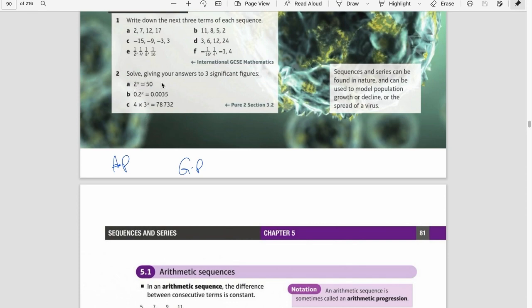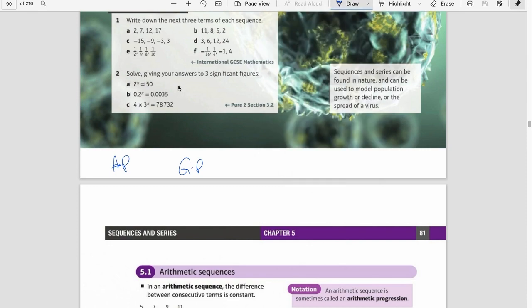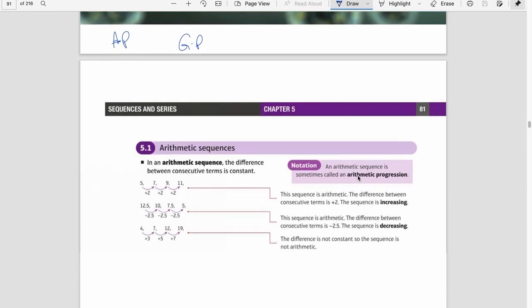So 2 raised to power x is equal to 50. You can solve that by logarithms. x is equal to log of 50 to base 2, and so on.